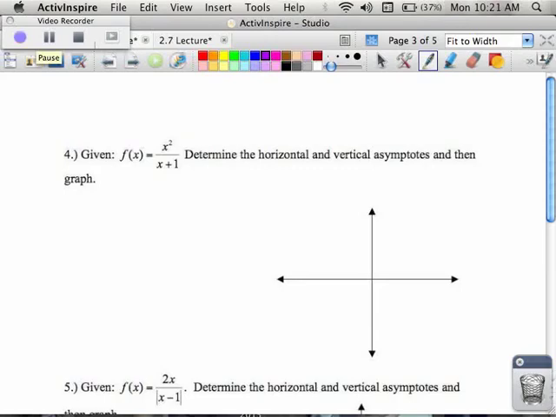In number 4, in my function, the first thing I like to do is talk about my vertical asymptotes. So in number 4, my vertical asymptote will always be some kind of x equals, and it's whatever makes the bottom 0. So in this case, -1.